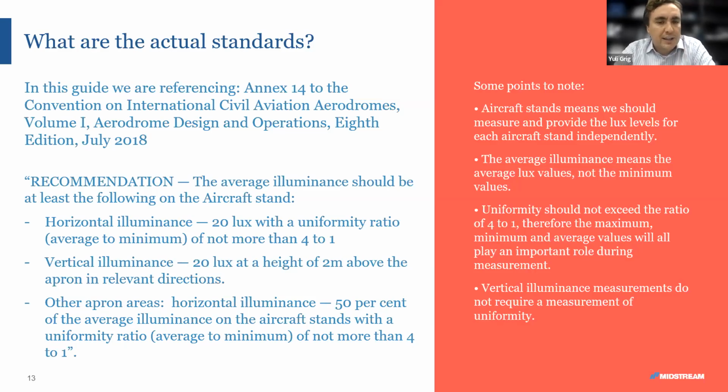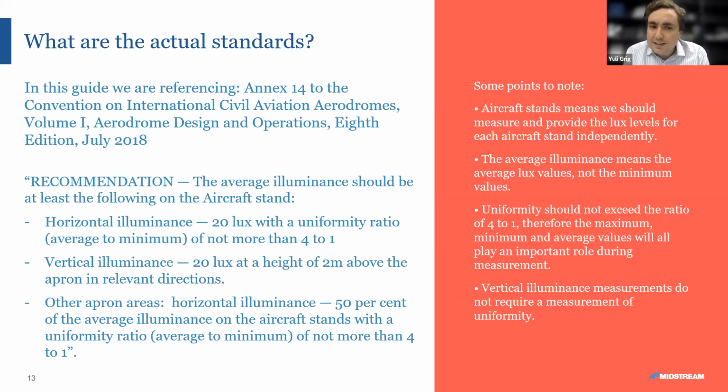Okay, it's a recommendation that the average illuminance, and please note this is not the minimum, this is the average illuminance, should be at least the following on the aircraft stand. And also this is quite important, that the aircraft stand means we need to measure and provide the lux levels for each aircraft stand independently. We're not talking about the aircraft apron area. It specifically talks about the aircraft stand. And it says the horizontal illuminance should be 20 lux with a uniformity ratio, which is the average to minimum, of not exceeding 4:1. Okay, so the other way to look at it is 0.25. It's a quarter, yeah, 4:1.